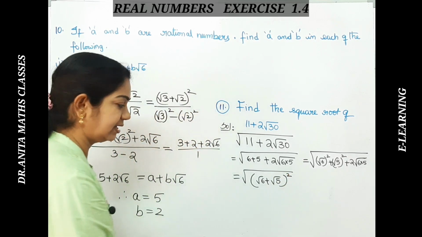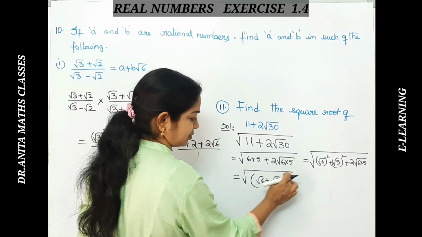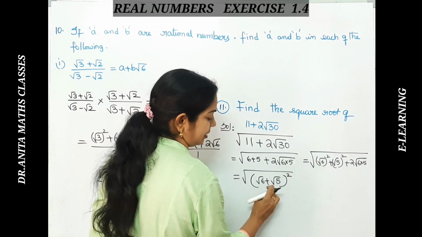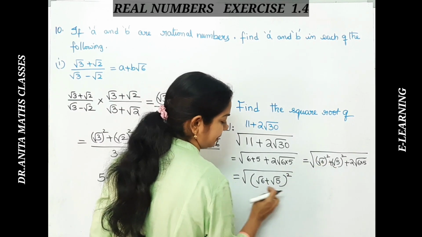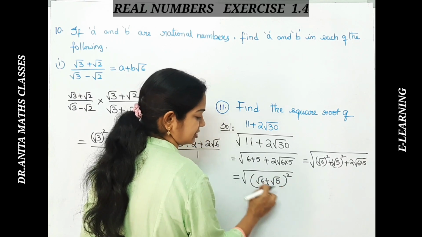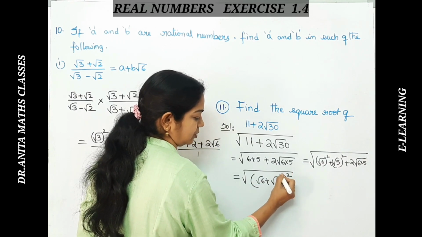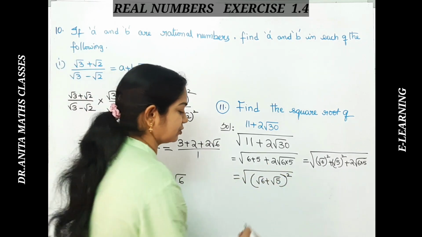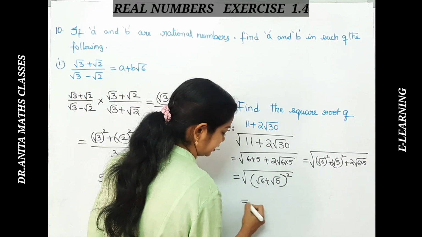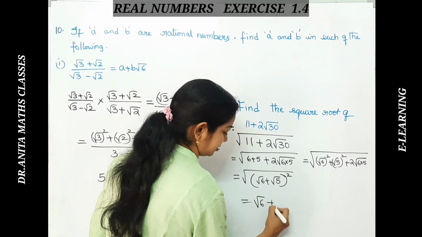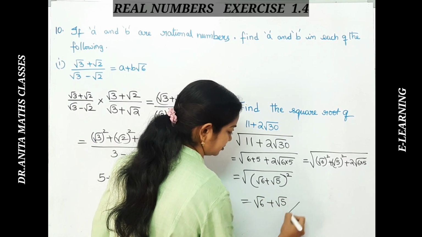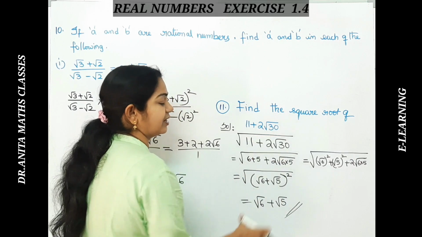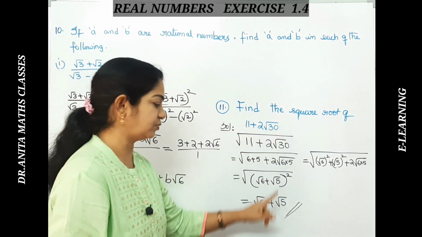So again let us check. See, a plus b whole square is a square, that is root 6 whole square, b square is root 5 whole square, plus 2 into root a root b. So this can be a plus b whole square. Now here square root and square goes off. We are left over with just root 6 plus root 5. Okay. So this is the square root of 11 plus 2 root 30.